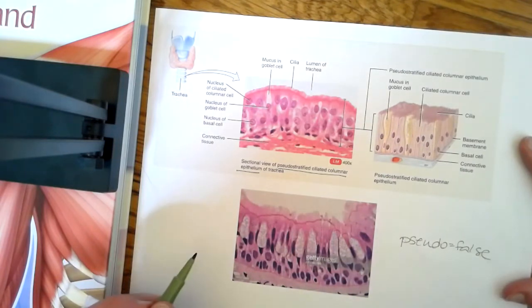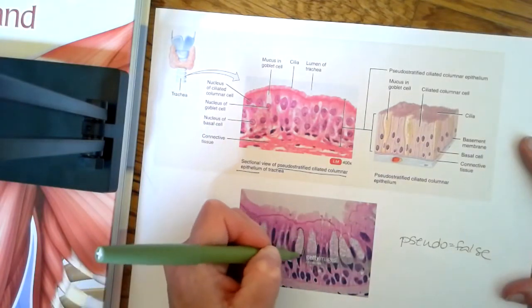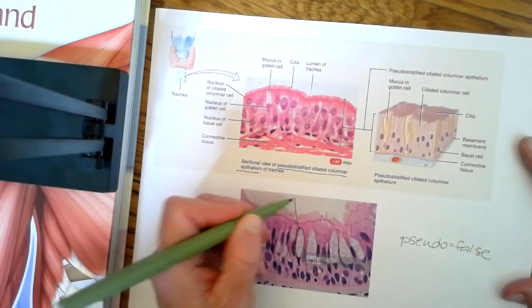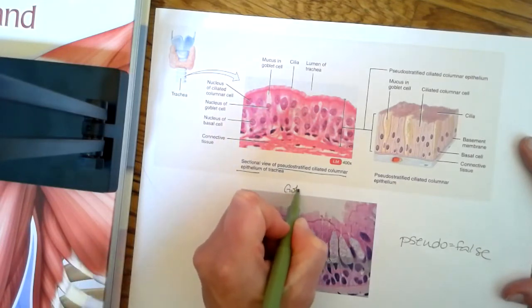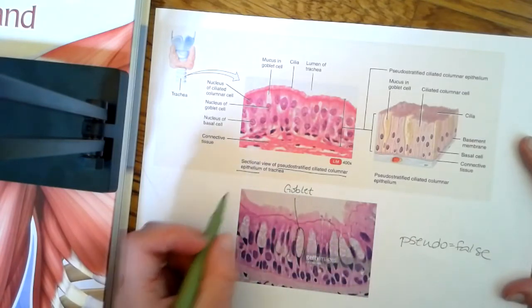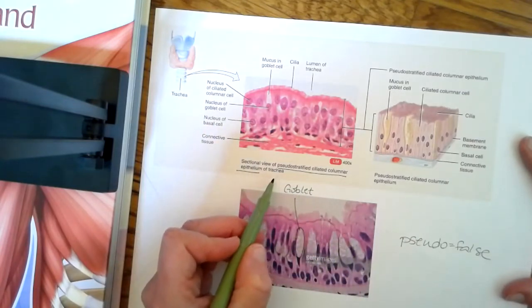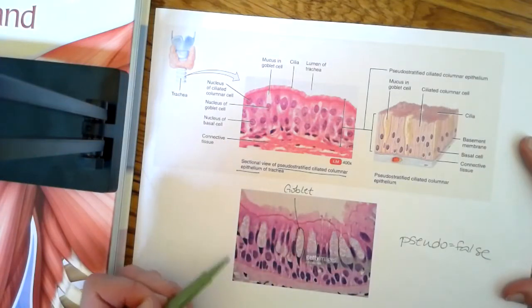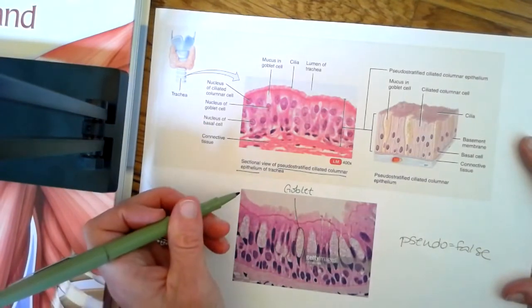Okay, so in an actual photomicrograph, here's a goblet cell here. All right, that's a goblet cell. And then you can see the cilia really well in this picture as well. So this is where we're going to tend to see this in the trachea, for example, and then also in digestive organs. Okay, and again, there's the basement membrane. That's the apical surface.